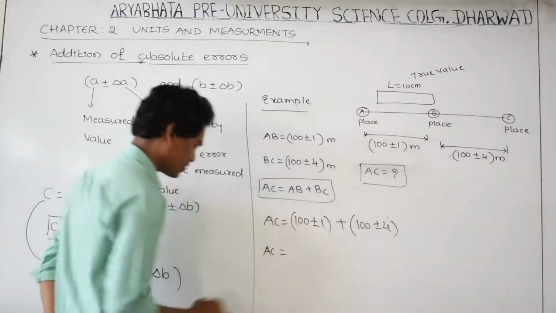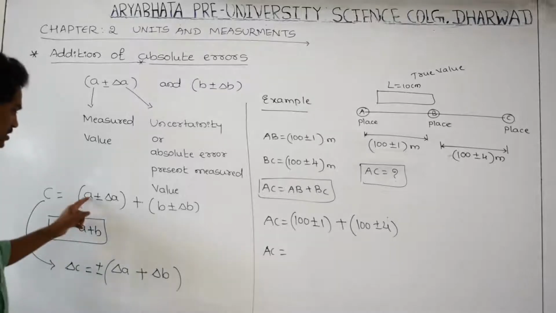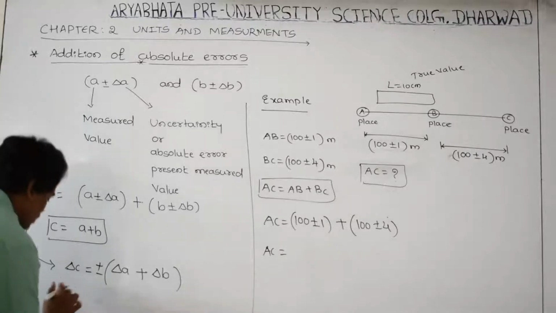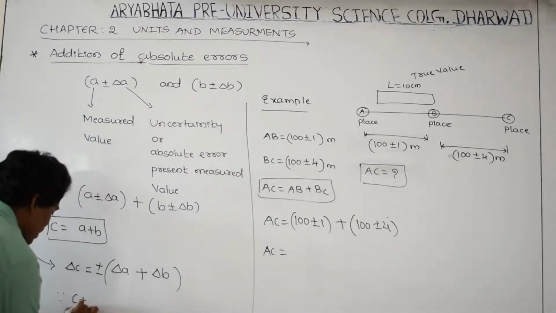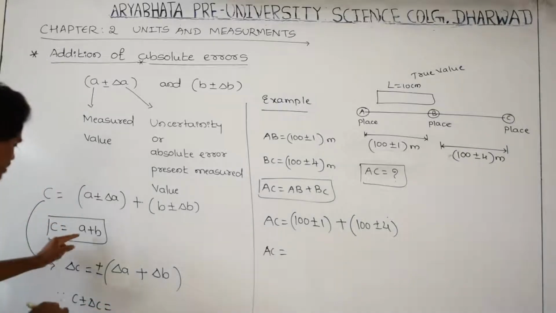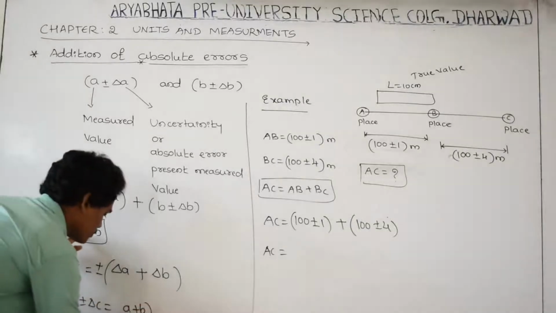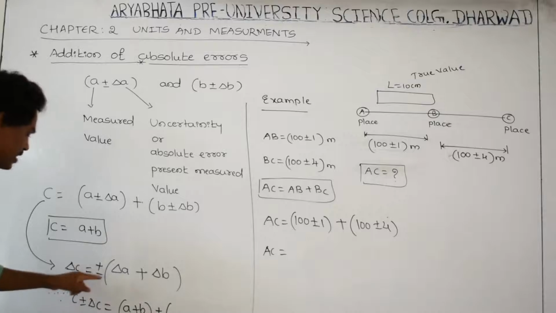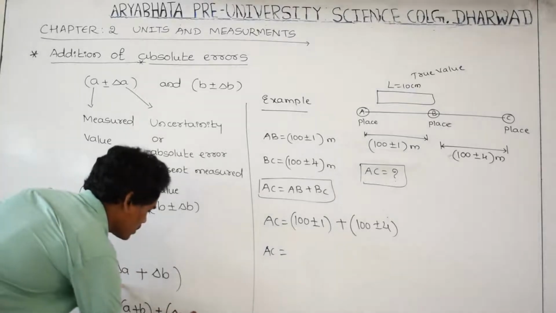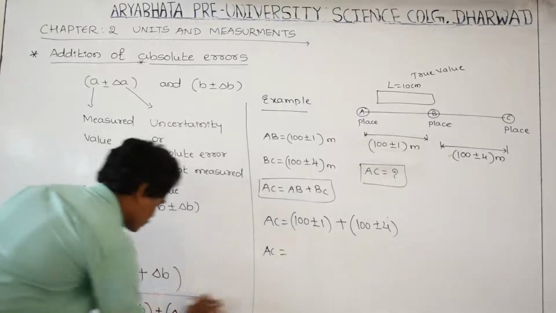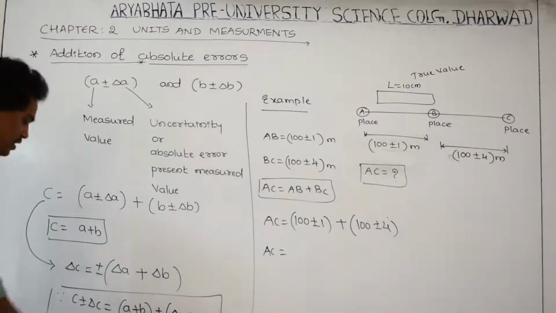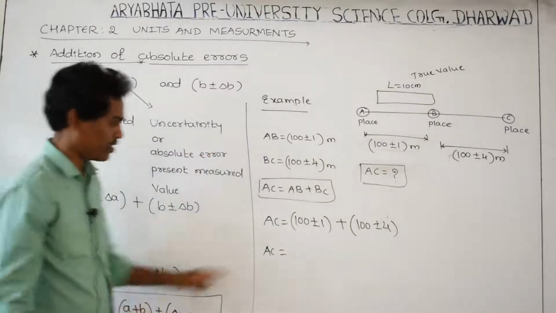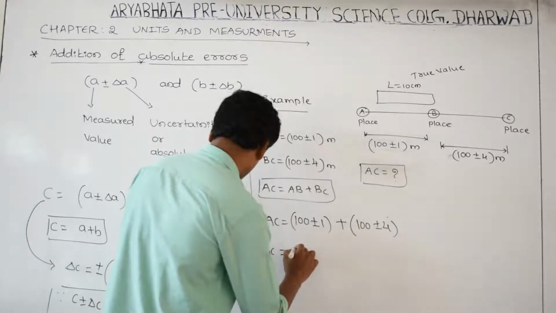AC is equal to, apply this formula, A plus B. How to write it? Therefore, here C plus or minus delta C is equal to, what is C? A plus B. Then plus or minus, what is delta C? Delta C is delta A plus delta B. This is your answer. AC is nothing but this one. AC is equal to A plus B.